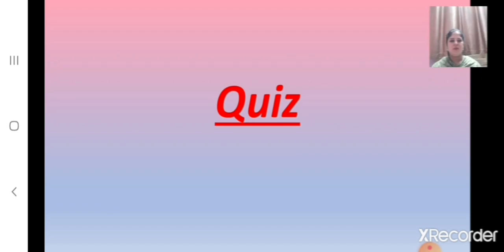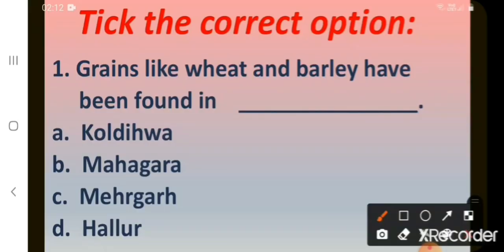Now let's have a quiz. Tick the correct option. First one, grains like wheat and barley have been found in dash. A. Koldeva, B. Mehrgarh, C. Mehrgarh, D. Hallur. What's the correct option? Correct. C. Mehrgarh. Grains like wheat and barley have been found in Mehrgarh.